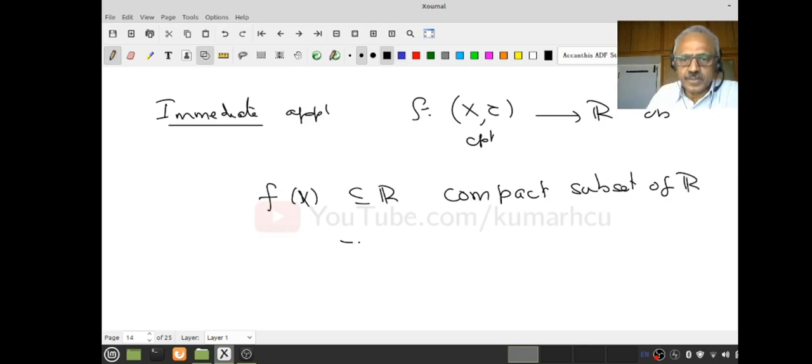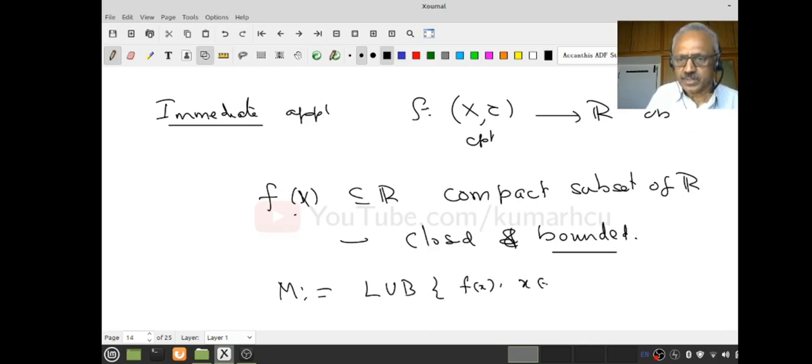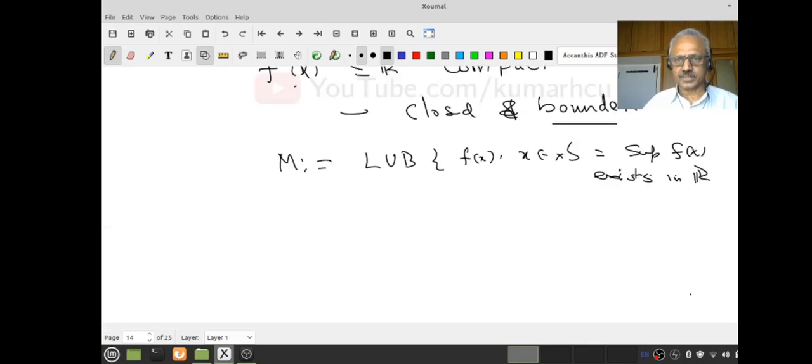Right? Therefore that means this is closed and bounded in R. Right? Since it's bounded, this is a bounded subset of R, it's non-empty, therefore its LUB, the supremum, exists, that is LUB of f(x) as x varies over capital X. This is the supremum of the set f(X), and it exists in R. Right? That is the LUB property of the real number system.